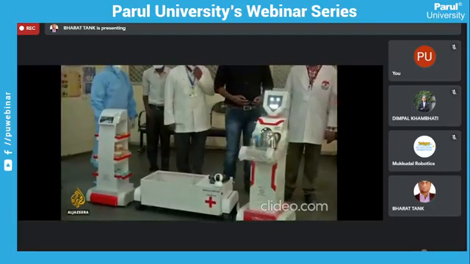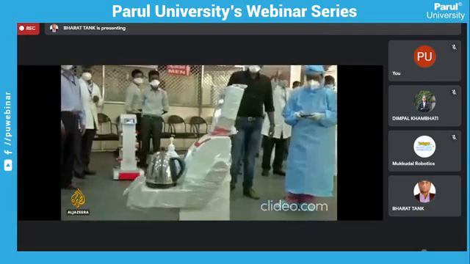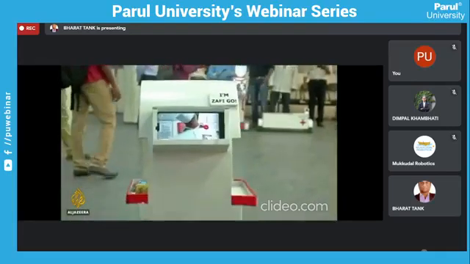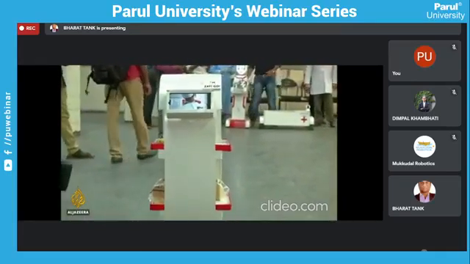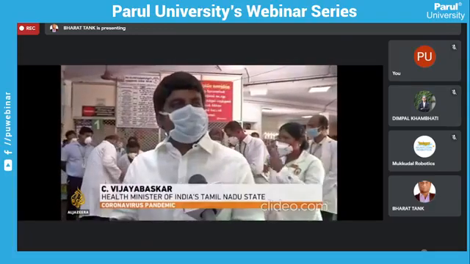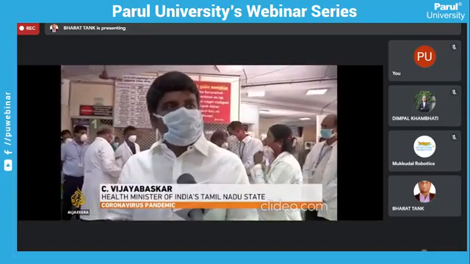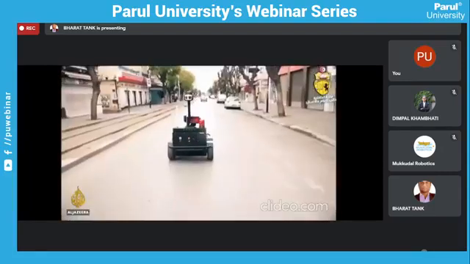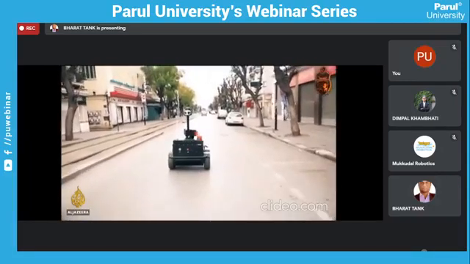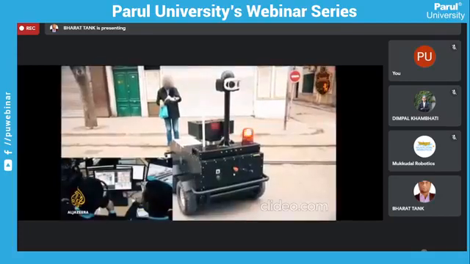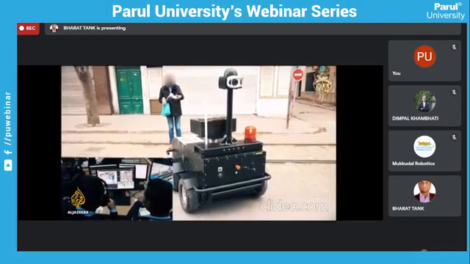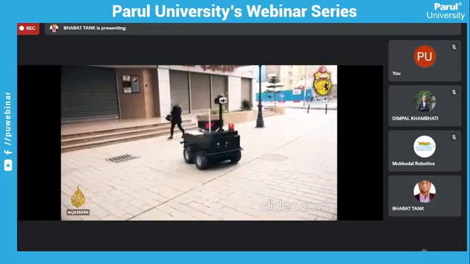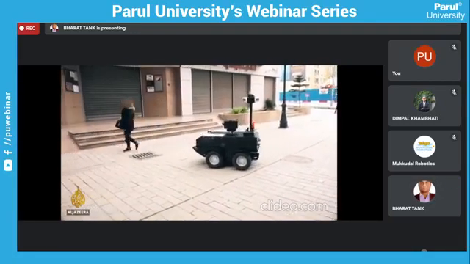In India's southern state of Tamil Nadu, robots are lending a helping hand by delivering vital supplies. The robotic equipment is also available for giving food and medicine to the patients. So it's a very good initiative, highly appreciable. Others are on security patrol in Tunisia's capital. This one, dubbed RoboCop, is guarding empty streets, ensuring no one breaks the lockdown imposed last month.